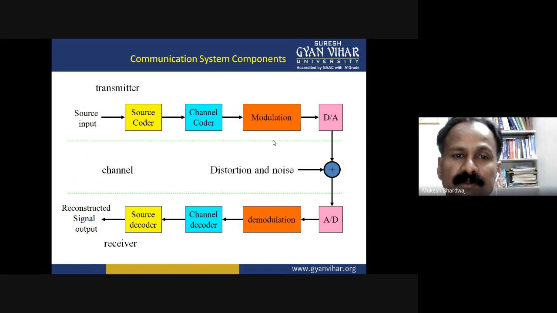From the source input, that is the transmitter side, a source coder, then the channel coder, then modulation, then digital to analog conversion, then distortion and noise introduced over the channel, then analog to digital conversion, then demodulation, then the channel decoder, then the source decoder, and the reconstructed signal output at the receiver end. So these are some basic communication system components.